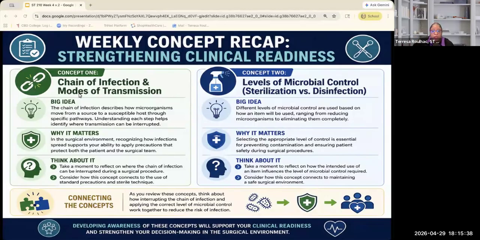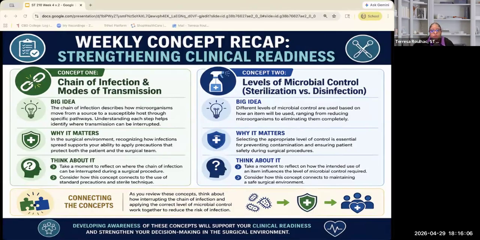So let's start over here, and we're going to simplify it. The chain of infection is how infection moves. I want you to think of it as a pathway. Something has it, it leaves, it travels, it enters, and then it infects. Our role is to think about breaking that chain.